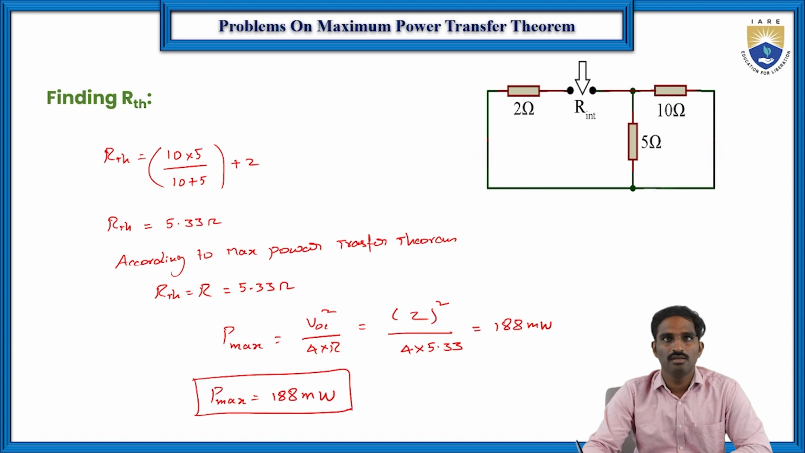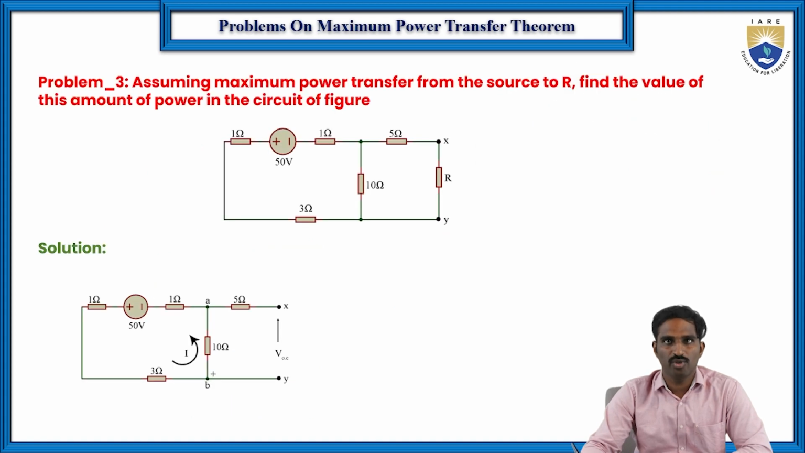Then going to the third problem. This is also a very simple problem. In this case, again, first we need to find the load resistance value R, as well as the maximum power flowing through this load resistance R. So for that, first we need to find the VOC. To find the VOC, we just replace the load resistance with an open circuit, and find the voltage across this open circuit, right?